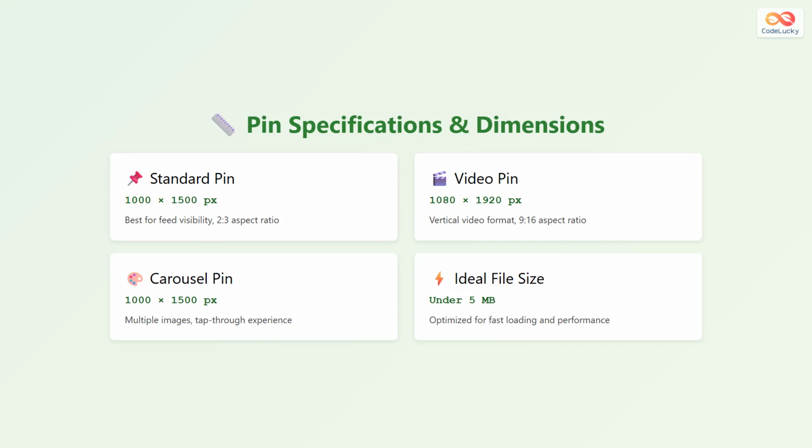Pinterest has specific technical requirements for pins. Standard pins work best at 1000 by 1500 pixels, which maintains a 2 to 3 aspect ratio and gets the most feed visibility. If you're creating video pins, use 1080 by 1920 pixels for vertical video and a 9 to 16 aspect ratio. Carousel pins, which let users tap through multiple images, also use 1000 by 1500 pixels. Keep your file size under 5 megabytes for optimal loading performance across all devices.